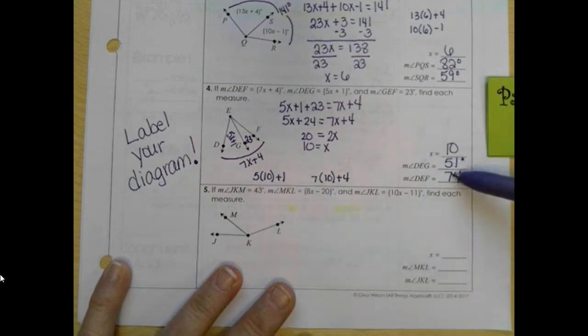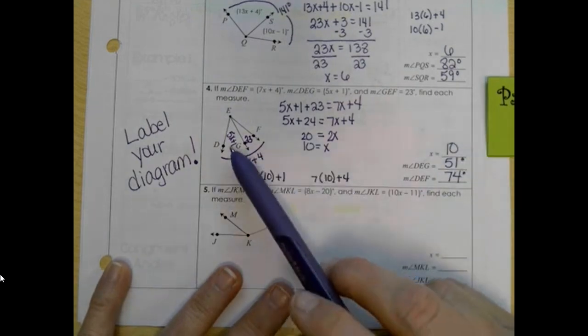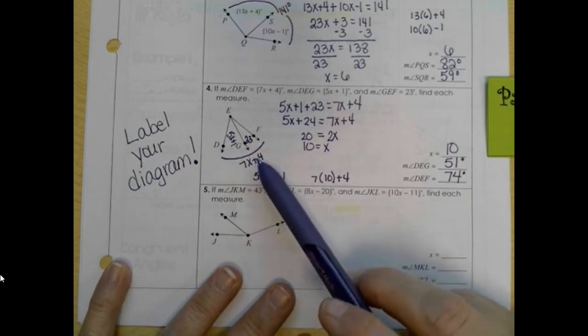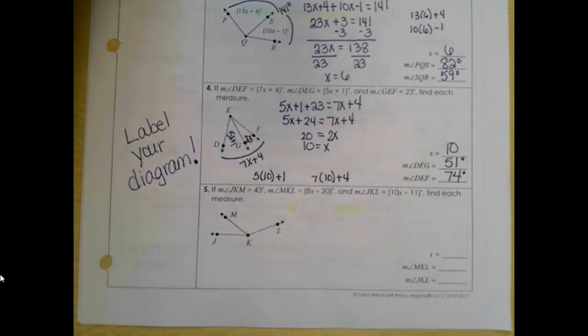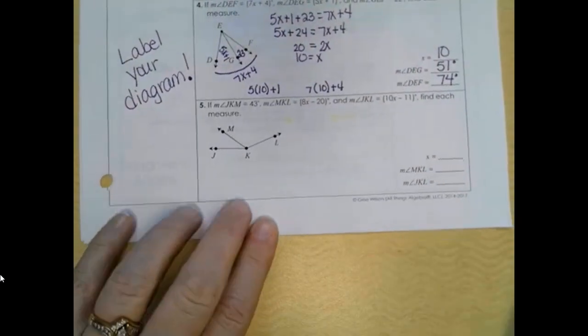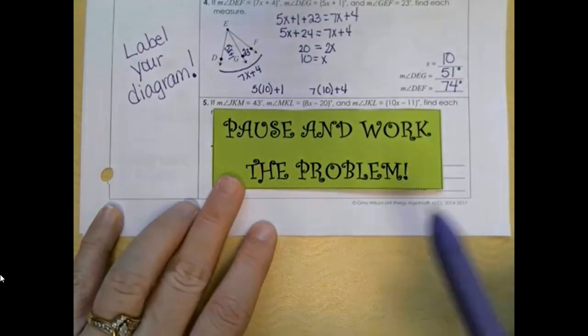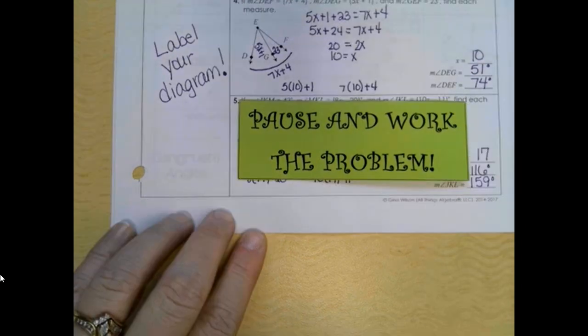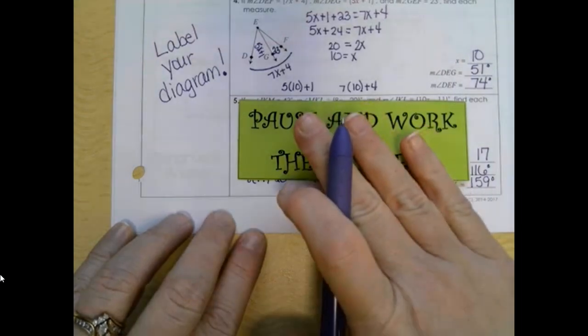Now, these two do not add together to give you anything, but the 51 plus the 23 add to give you the 74. That should make sense to you. Okay, so what I want you to do by yourself, stop the video, and I want you to do number 5 completely by yourself. Stop the video, do the problem by yourself. Okay, let's check and see if you got these right.